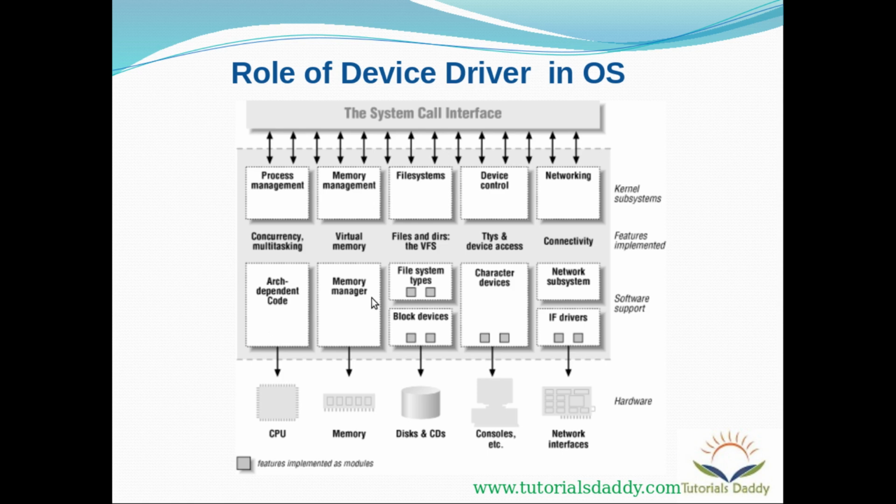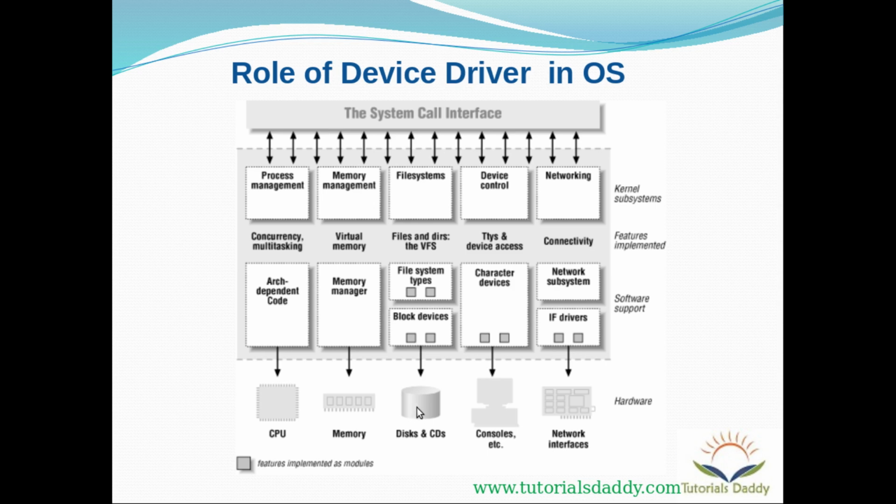Then we have the memory manager. In an operating system, we have to translate addresses from virtual addresses to physical addresses. The memory manager takes care of all this pain of managing the memory available in the system. Then you can see here we have different devices connected to the system. We have the CPU, which will be handled by the architecture dependent code, whether it's an ARM based CPU, Intel based CPU or Exynos based CPU. Memory is managed by the memory manager.